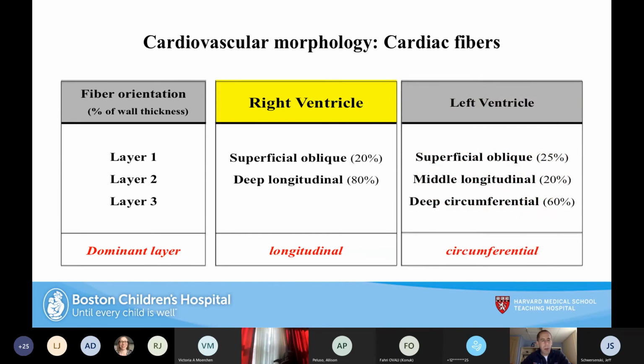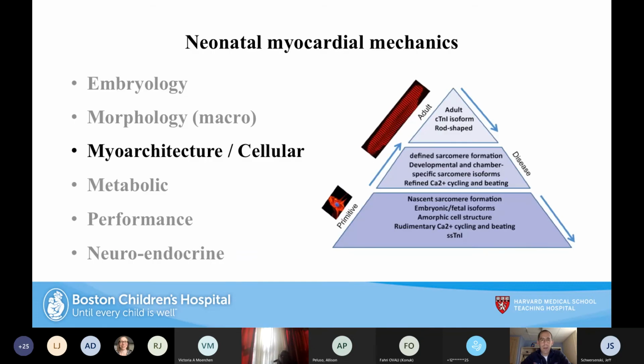So as we develop new tools to assess cardiac performance, we need to take into account the unique fiber orientation that each tool is trying to assess, where the right ventricle only has 2 and the left ventricle has 3.